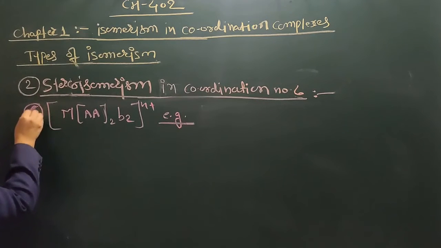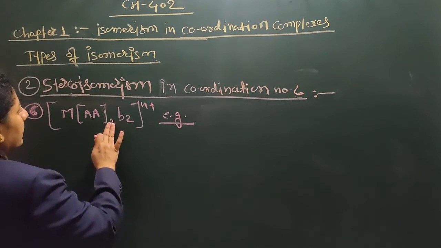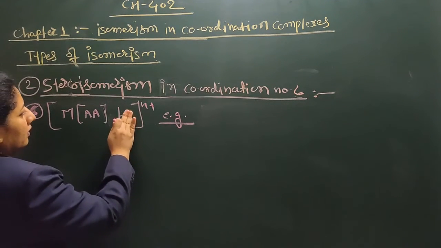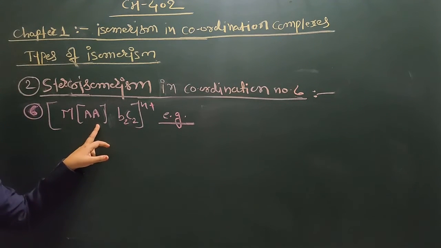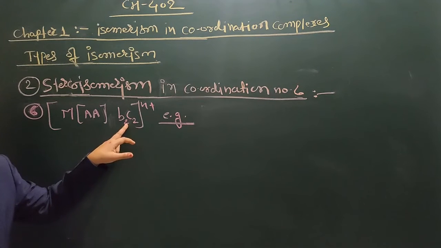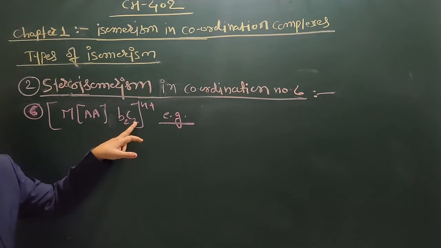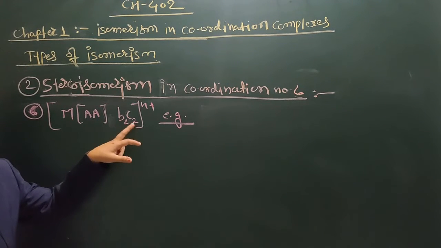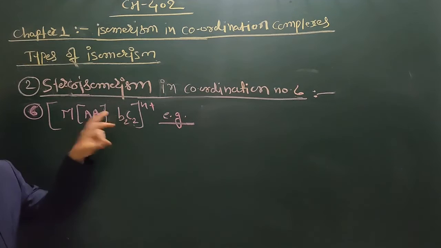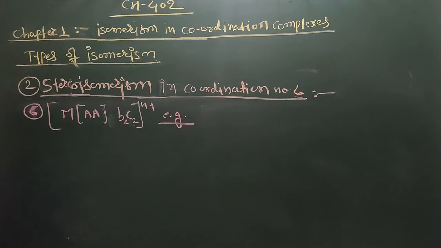Now that is number 6, that is Ma2B2 and C2. It means there will be only one bidentate ligand, and another ligand which is monodentate, and there will be 3 different ligands. One is a bidentate, this is another ligand, and this is also another ligand, that is B and C. So let's discuss the example of that complex.